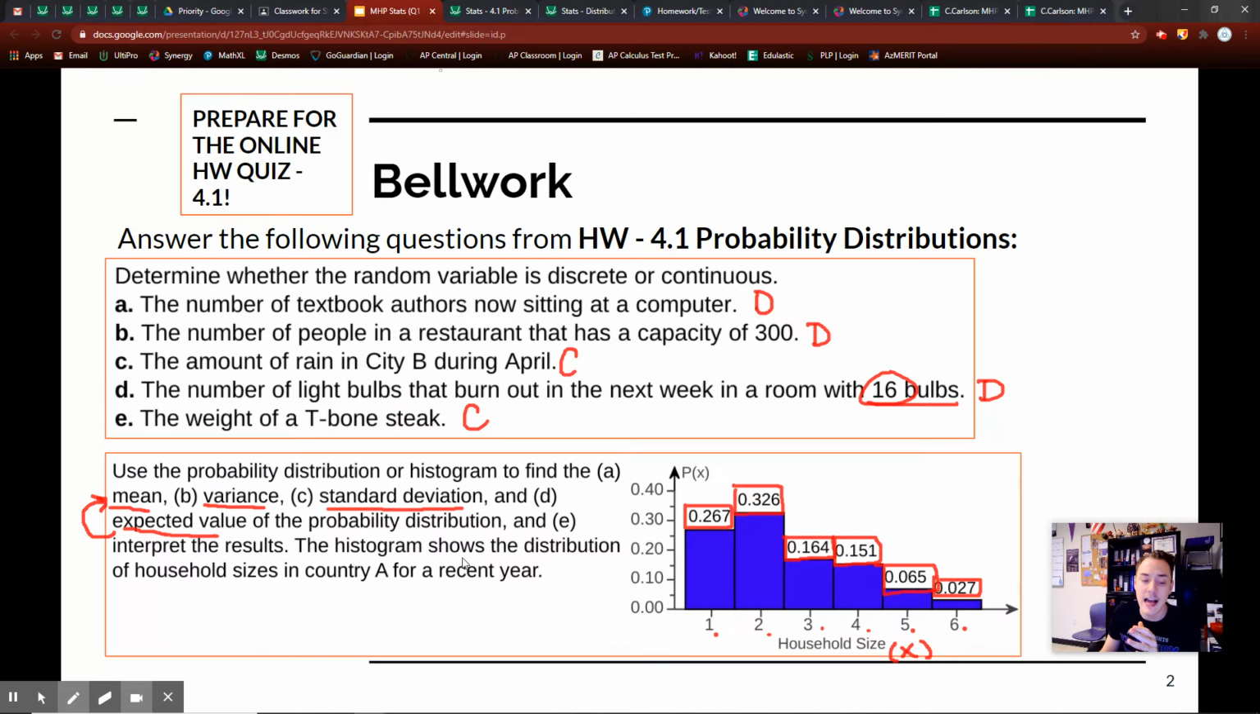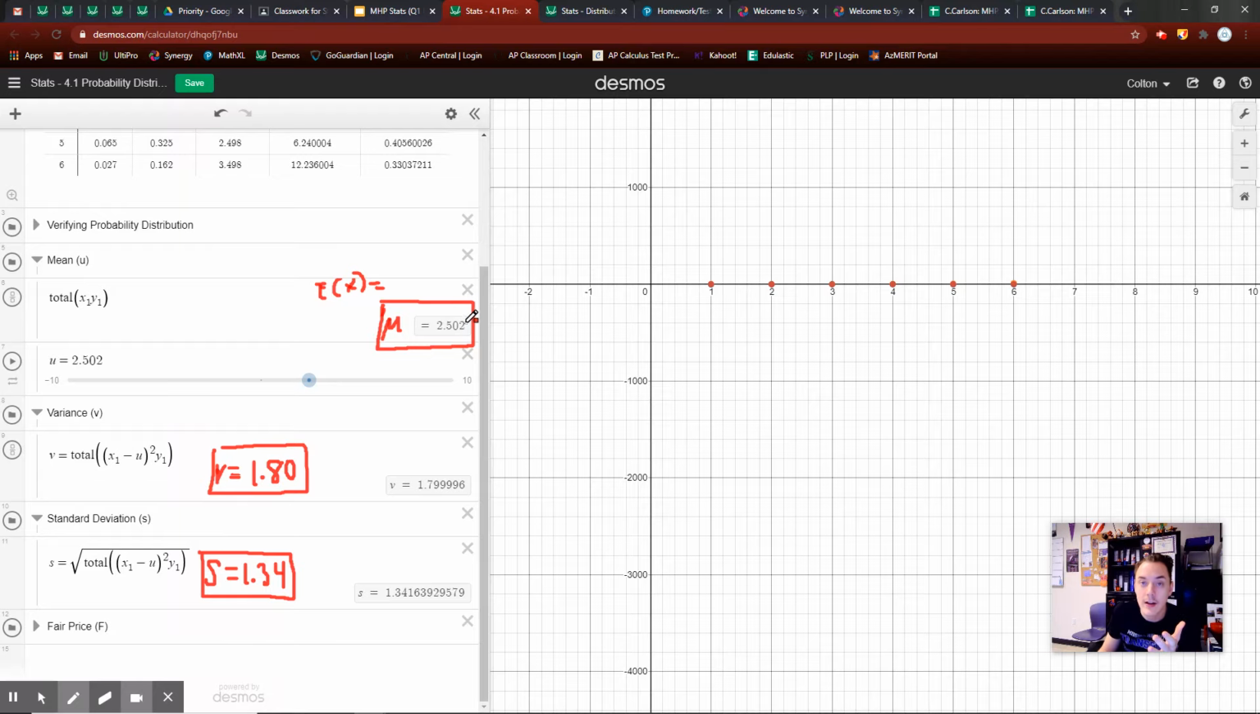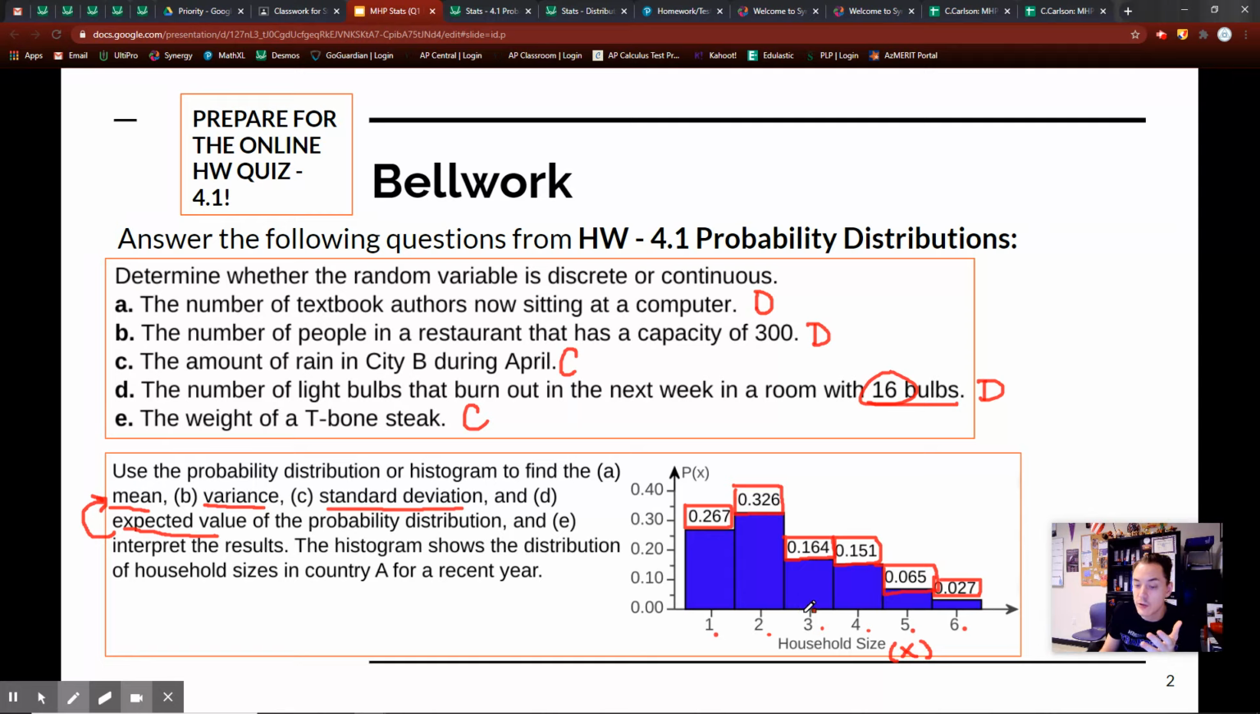Now, my last thing that they ask is interpret the results. So interpreting the results: my expected value is literally the exact same thing as my mean. We have an average of about 2.5 to 3 household members, so household sizes. So it's roughly around 2 to 3 is my average size. That's what the interpret the results would be. That's for E. Okay, awesome. So that is how you do 4.1.